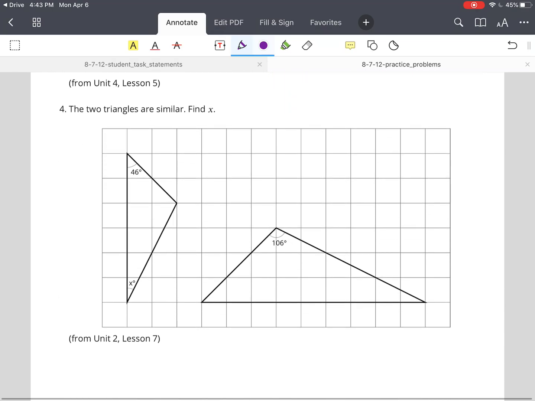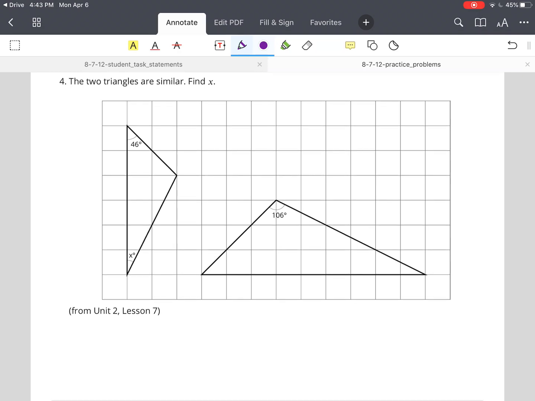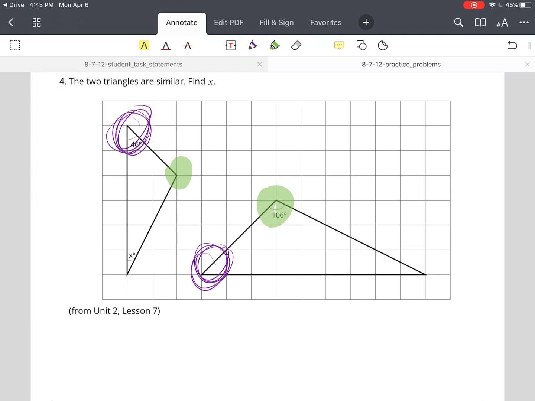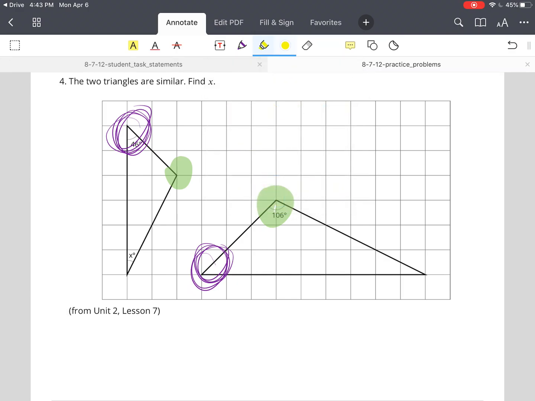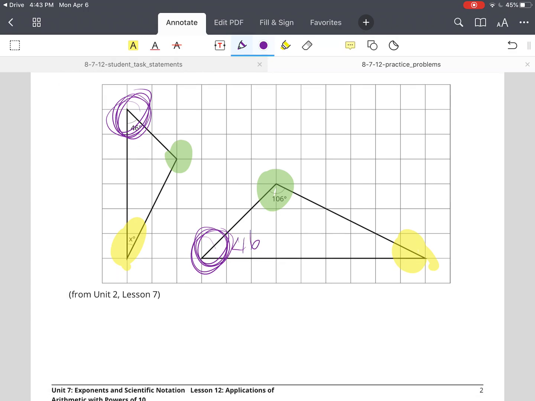The two triangles are similar. Find x. Okay. So, they're similar, which means this corresponds with this angle. This corresponds with this angle. And this side corresponds with this side. So we know the purples are 46, but we don't know the yellow.